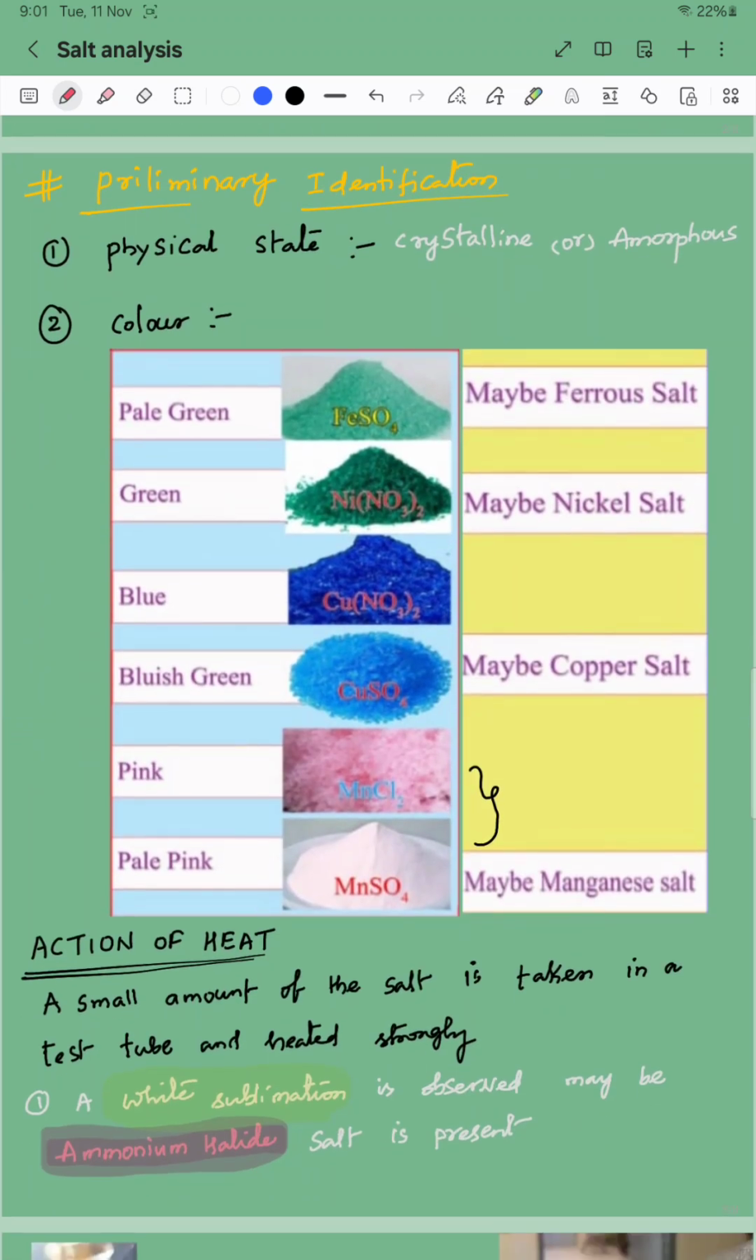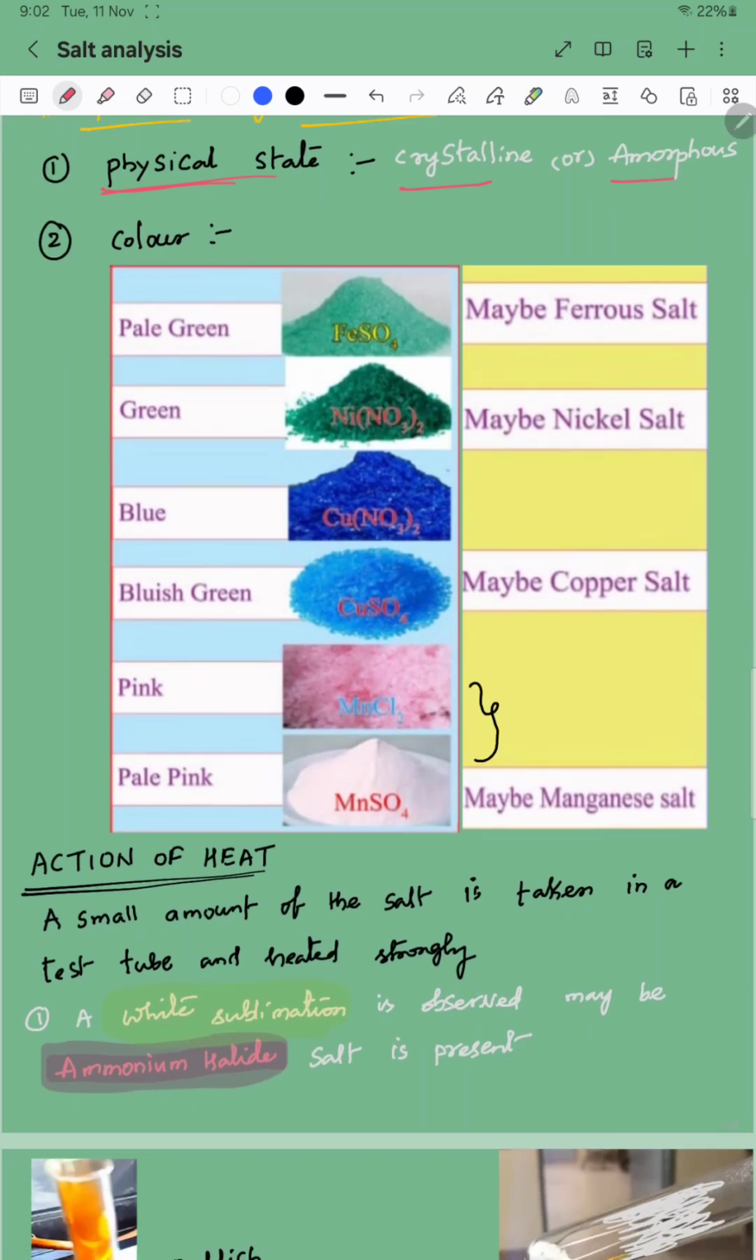Next, after separating the group anions and group cations, how do we identify the salt? First we do the preliminary identification. In this, take the salt in a watch glass and observe whether it is amorphous or crystalline form. That is the physical state. Just touch it with your finger and check whether it is crystalline or amorphous. Amorphous means powder form only, right?